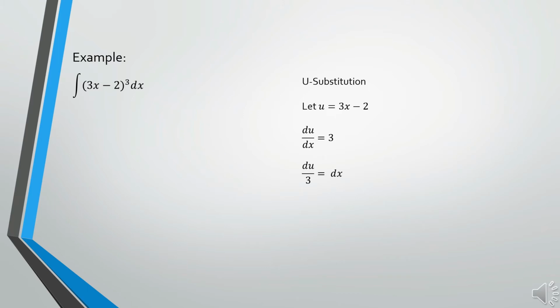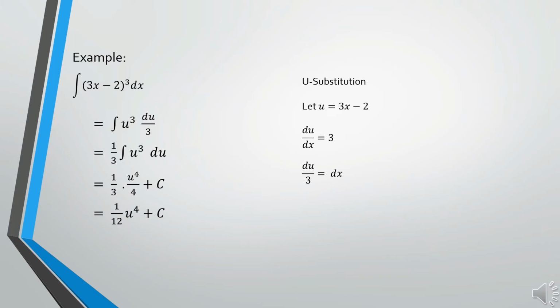For the next step, we substitute 3x minus 2 to the power of 3 dx to u to the power of 3 du over 3. We move 1 over 3 to the front for us to easily calculate the integral of u to the power of 3 du. Then we integrate u to the power of 3 du equal to u to the power of 4 over 4 plus c. Then we calculate 1 over 3 times u to the power of 4 over 4 plus c.